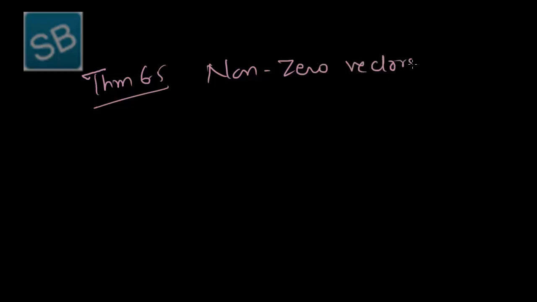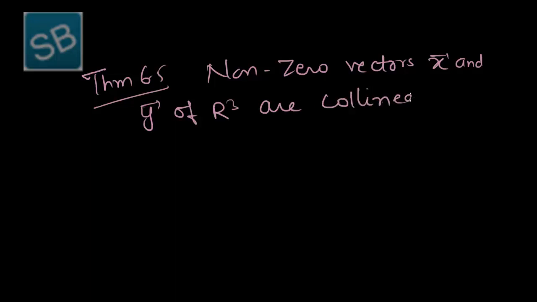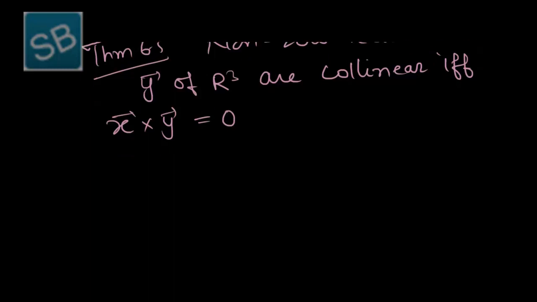Now we are going to state the theorem 6.5. That is, non-zero vectors x and y of R are collinear if and only if vector x cross y is equal to 0. That is, if the cross product of two vectors, outer product of two vectors, is 0, then the two non-zero vectors are collinear.